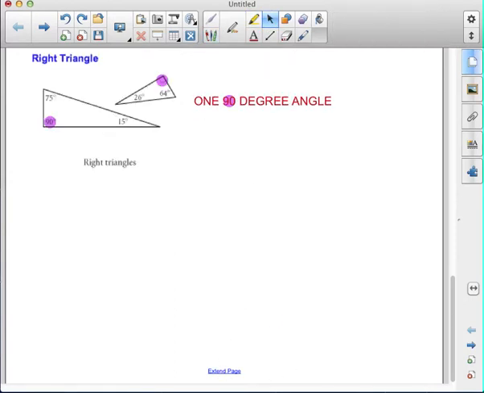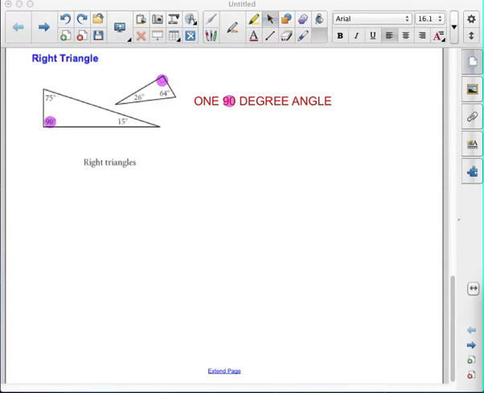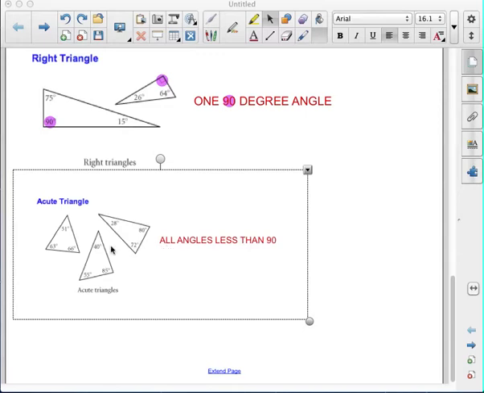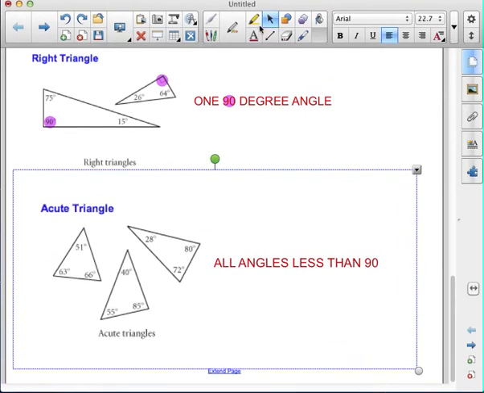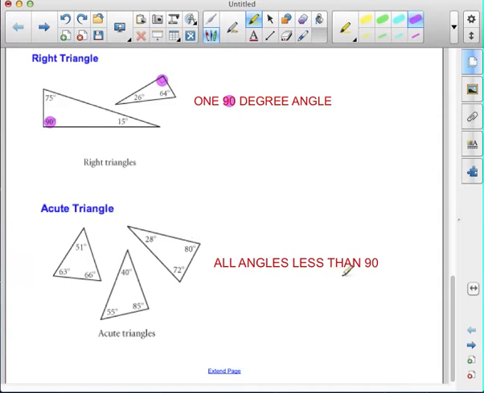Next, if you remember, there are also other kinds of angles, so we have other kinds of triangles. Here I have an acute triangle, and in an acute triangle, all of the angles measure less than 90 degrees. If you remember, an acute angle is an angle that measures from 0 to 90, or less than 90. Well, in an acute triangle, all of the angles measure less than 90 degrees.